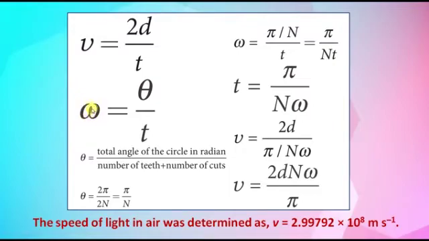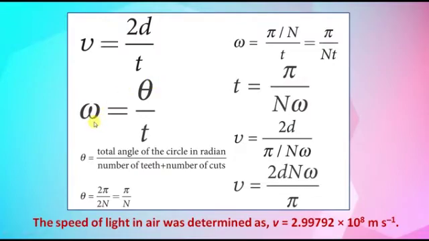First we see the angular speed omega of the toothed wheel when the light disappeared for the first time. We already studied that omega is angular speed. So omega is equal to angular displacement by time taken. Angular displacement is equal to the total angle of the circle in radian divided by the number of teeth plus the number of cuts. The total angle of the circle is 2 pi, divided by 2n, since the number of teeth is n and the number of cuts is n. The 2 cancels, then theta is pi divided by n. This is the theta value we find out.